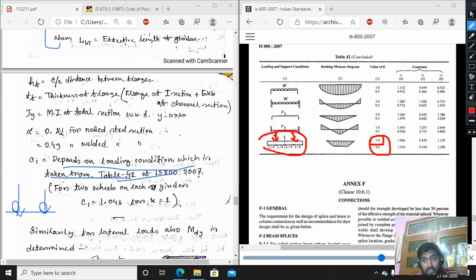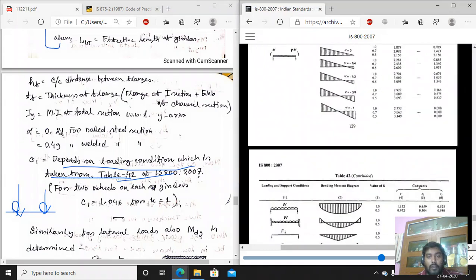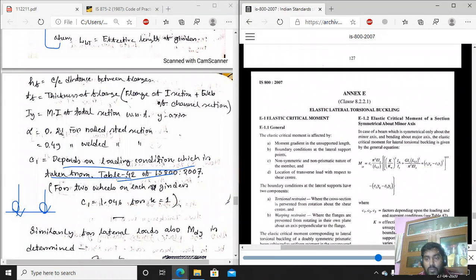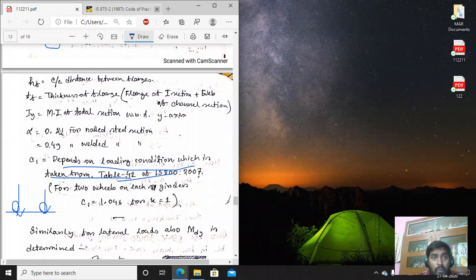So what is the value of C1 here? If you look, this is the value, 1.046. We have to take that. I have written that also here. Here you can see the formula is given: C1 is equal to that formula. So we have to use the value of C1 from here.